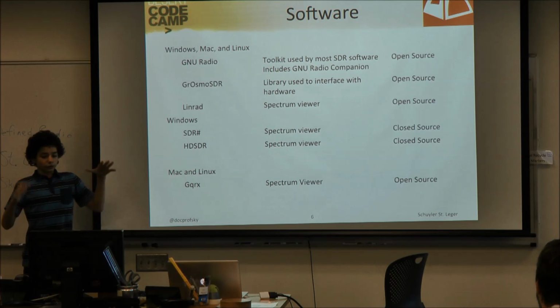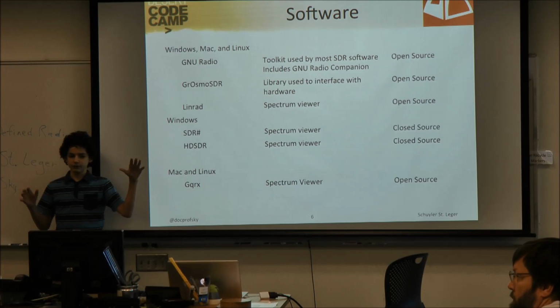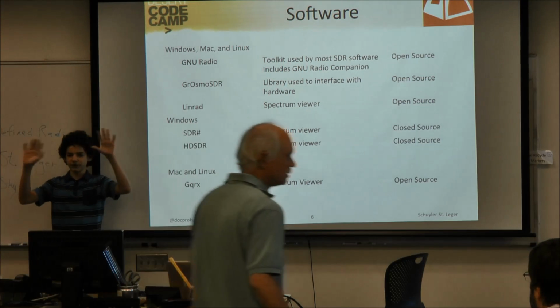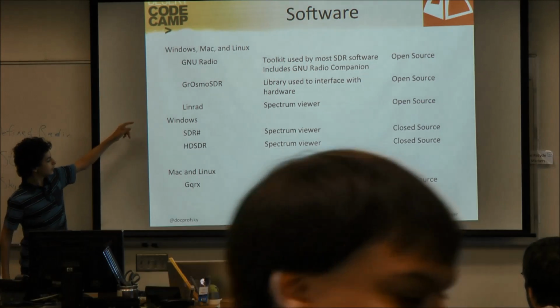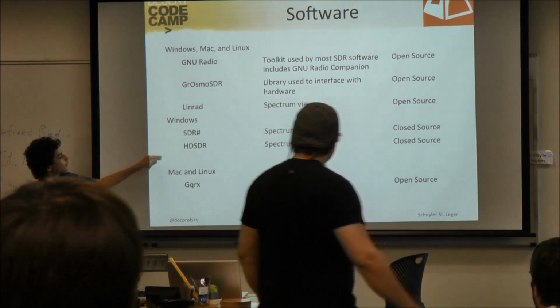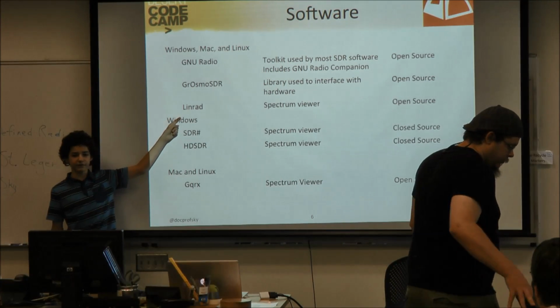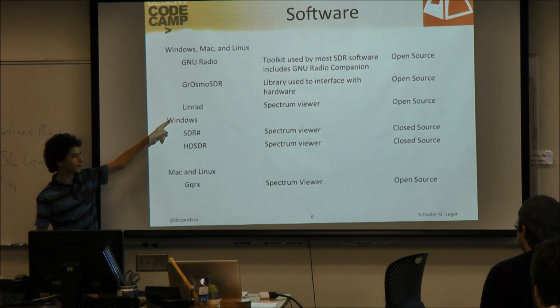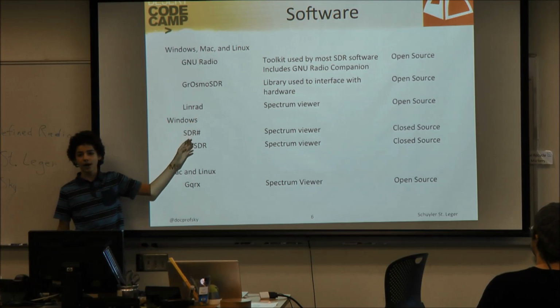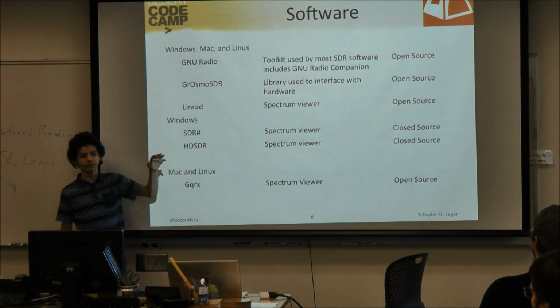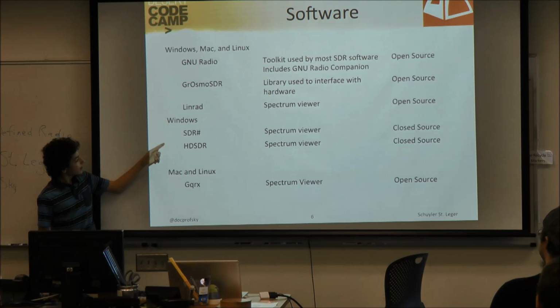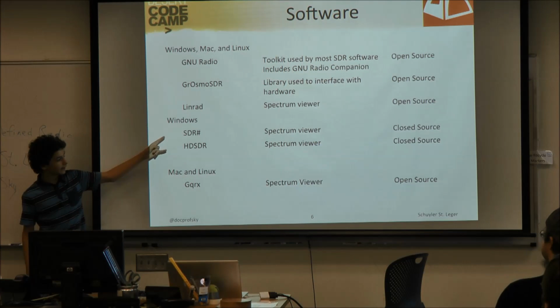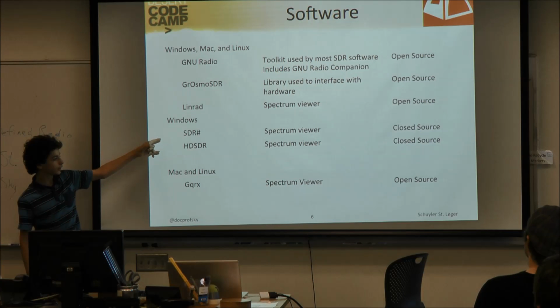And then if you want to look at the spectrum without having to make fancy signal processing stuff, you can use this software here. So Linrad is a software you can use for viewing spectrums. It originally stood for Linux Radio, but you can run it on Mac and Windows too. For Windows, you have SDR Sharp and HDSDR. Both of these are closed source.